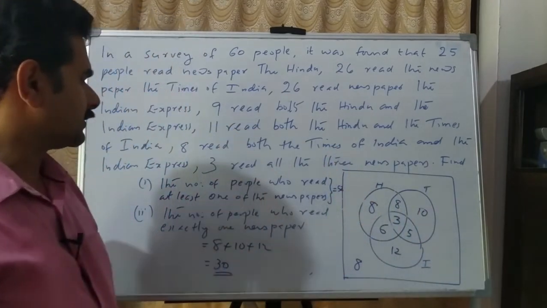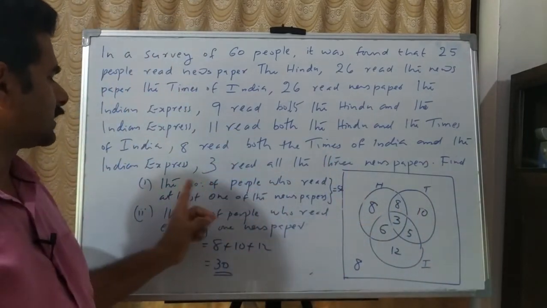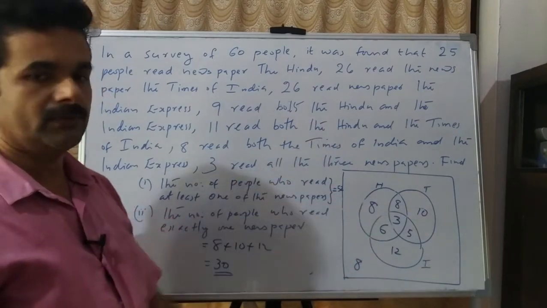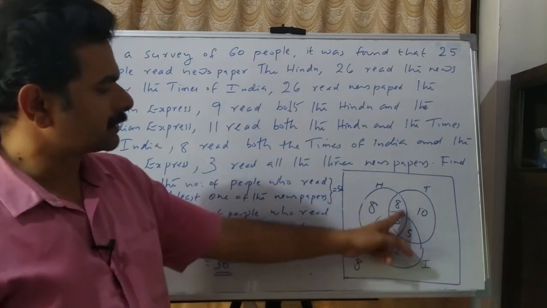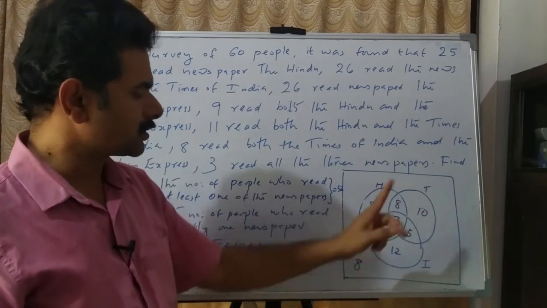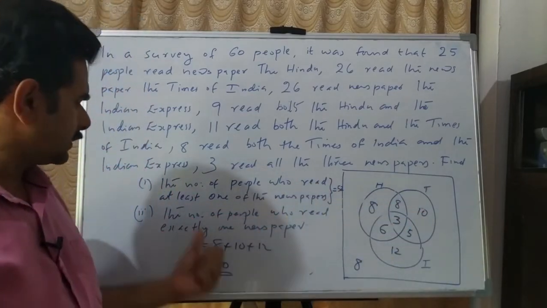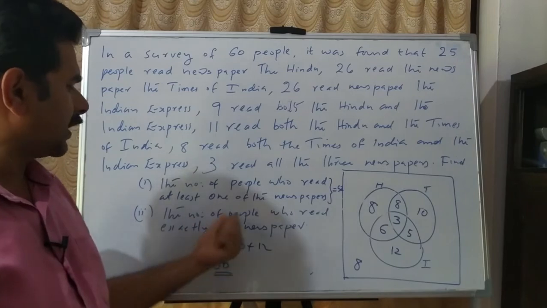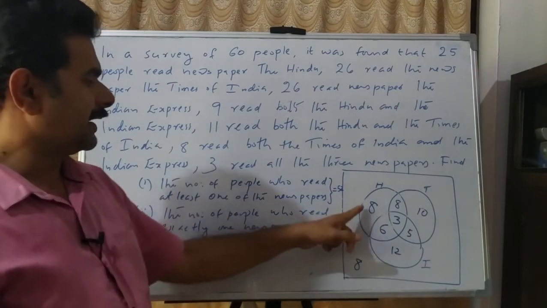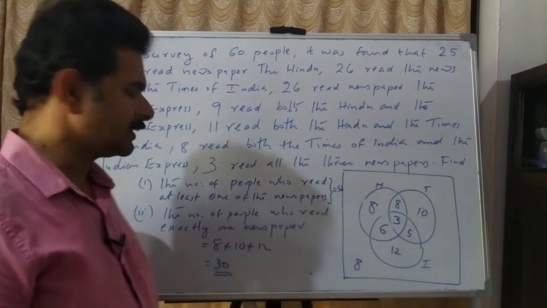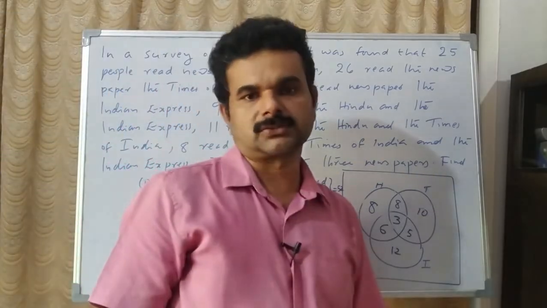So this is the answer. The number of people who read at least one of the newspapers is equal to 52. That is got by adding 8 plus 3 plus 6 plus 10 plus 5 plus 12, 52. And the number of people who read exactly one newspaper means what? This 8 plus this 10 plus this 12, that is 30. So that is all about this question.